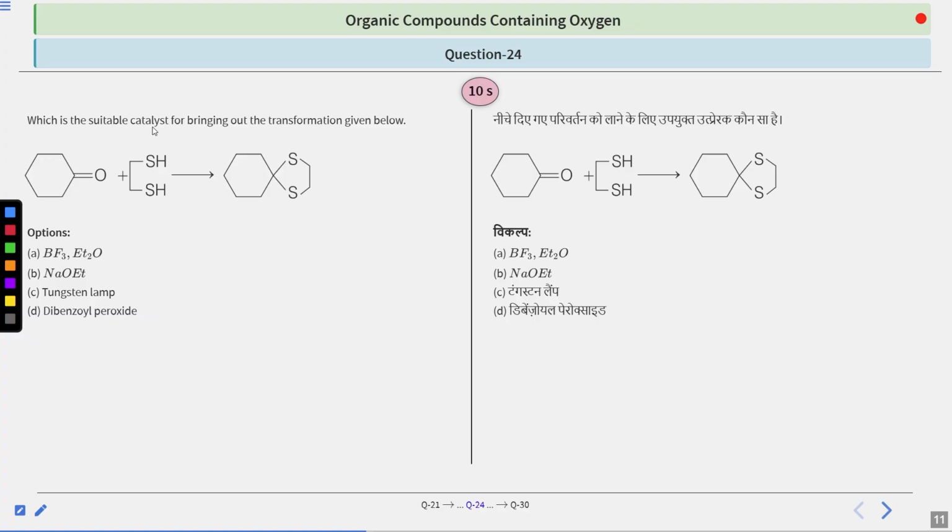Which is the suitable catalyst for bringing out the transformation given below? So we have a transformation, you can say a reaction, in which a cyclohexane ring with a carbonyl group, C double bond O, plus HSCH2CH2SH are reacting together and forming a ring compound. You have to find a suitable catalyst for this transformation. Options are BF3 and diethyl ether, NaOEt, tungsten lamp, or dibenzoyl peroxide. You have some time to think about this question. After that, we will see the answer.